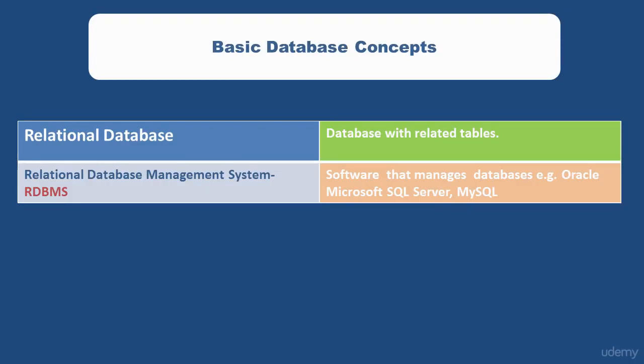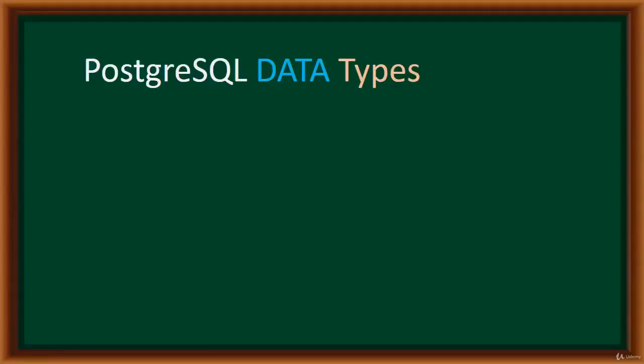So examples of the relational database management systems are Oracle, Microsoft SQL Server, MySQL. There is a lot more, but I've just restricted my examples to these three. So these are the basic database concepts that you will come across when working with SQL.